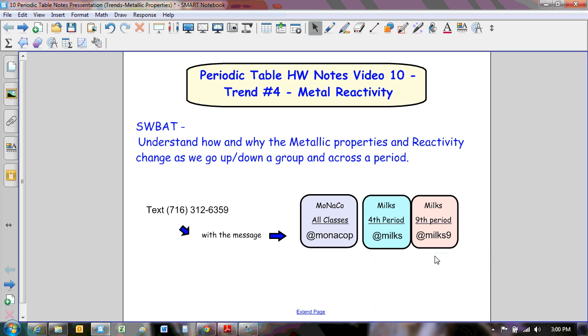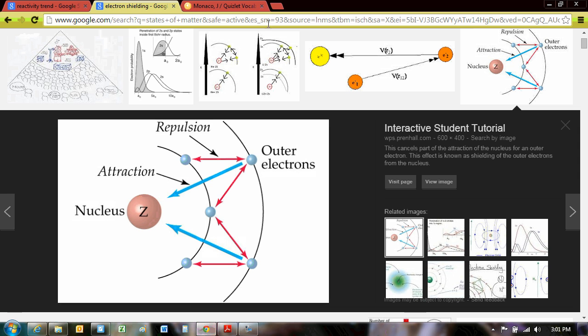Hi friends, last video on the periodic table, we're talking about the fourth trend, reactivity, metal reactivity, metallic character. So how and why metallic properties and reactivity change as we go up and down and across a period. Great images. Electron shielding is the rule of the day.